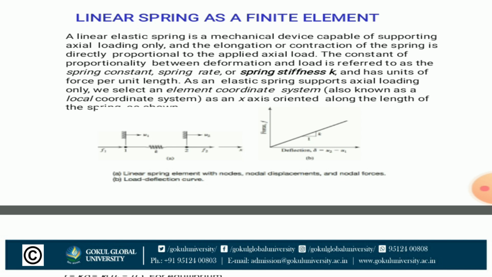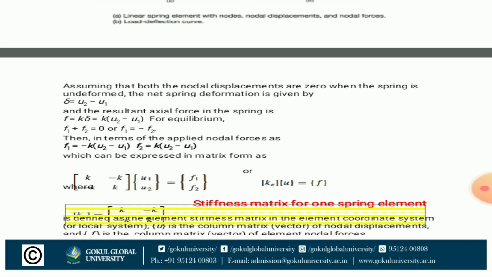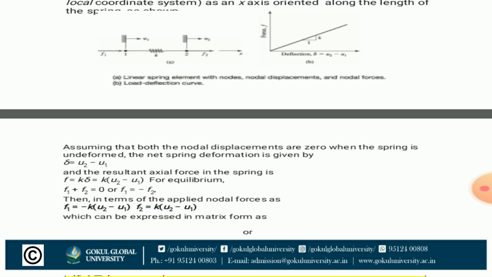So graphs A and B represent F1 and F2 as force coordinates, and 1 and 2 are the basic nodes. K means stiffness, and U1 and U2 are linear displacement vectors. In figure B, we plot the deflection versus force graph, where deflection is the linear displacement, and we can substitute from U2 to U1, right? So these are the assumptions and the basic equation.